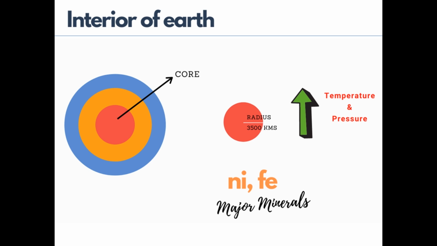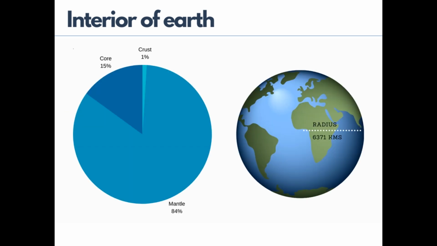The interior core is very hot and has very high temperature and pressure. Just 1% of Earth is made up of crust and we live on the outer crust portion. And 84% of Earth is made of the mantle layer and the remaining 15% is the core. The radius of Earth is 6371 km.